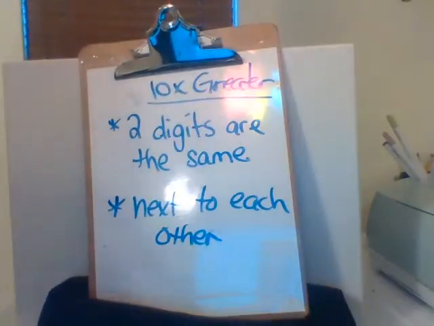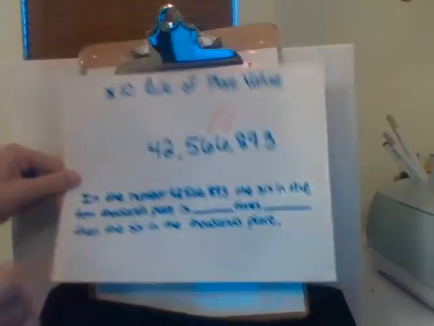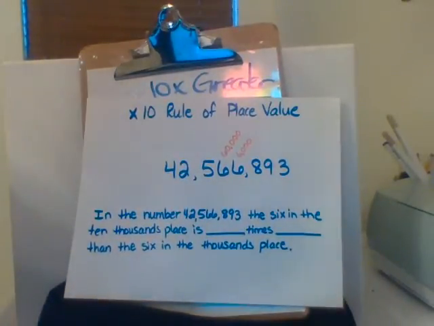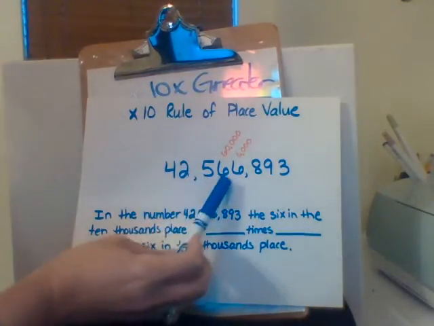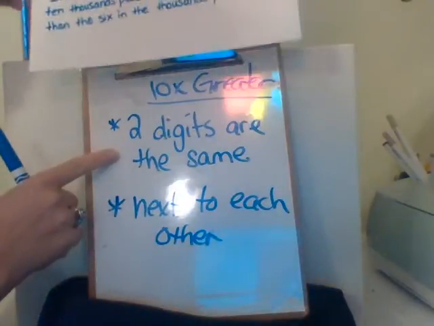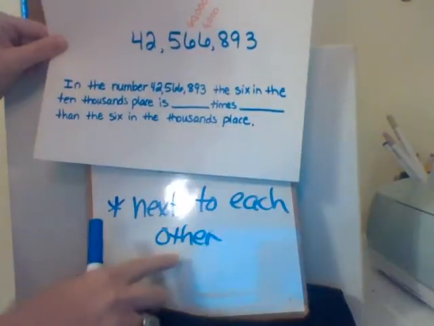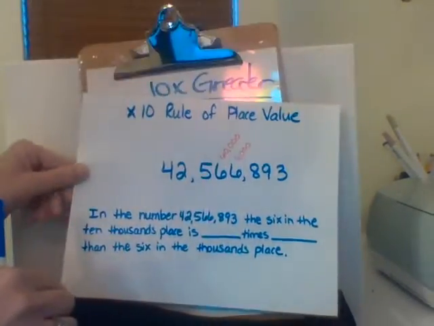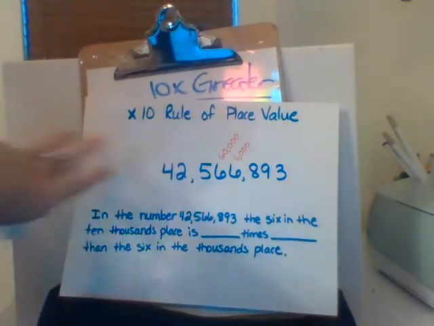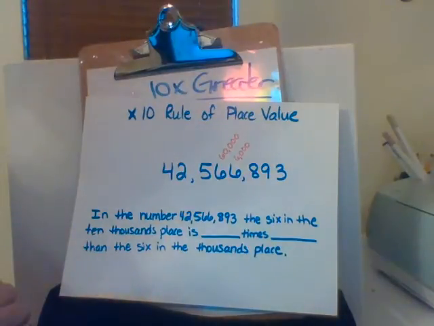And the last question I wanted to introduce to you is a statement about our 10 times rule of place value. We can see that we have a number that does have the rules. Two digits are the same. We've got two 6s here. They are the same, and yes, they are right next to each other. So this does count as part of this unit.